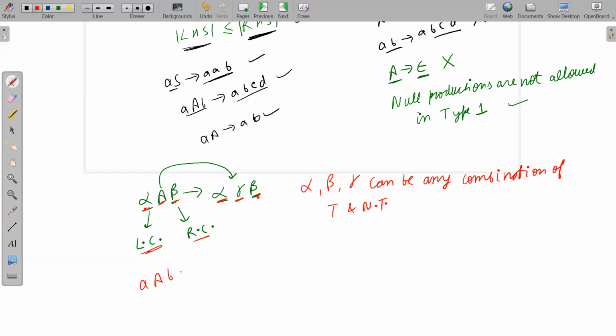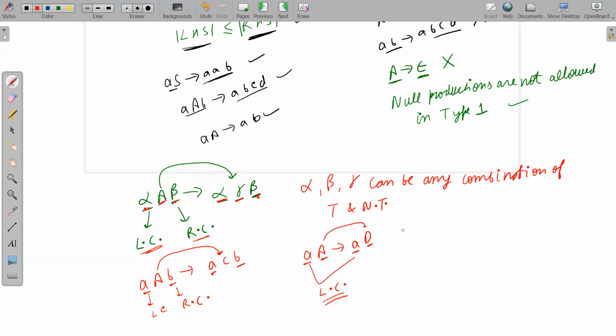Okay, so let me give you some examples. If I say AAB implies ACB, so what will you say? A is changed to C in presence of this A and B. So here A is left context and B is right context. Similarly, if I say AA implies AD, then what will you say? A is changed to D in presence of this A only. So this A will be your left context.